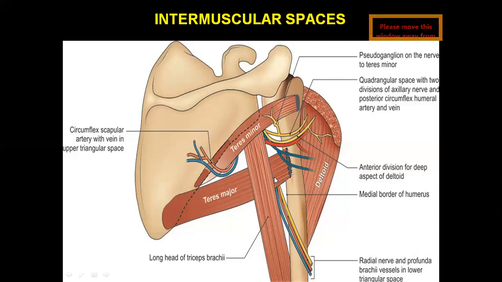Now, the clinical significance of these spaces is that the upper quadrangular space gives passage to certain important structures like the axillary nerve and the posterior circumflex humeral vessels.